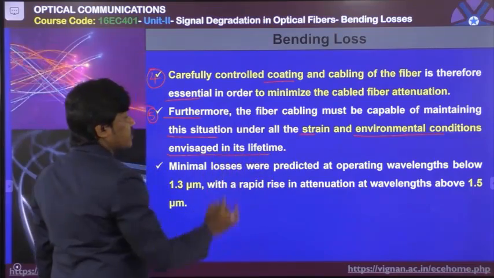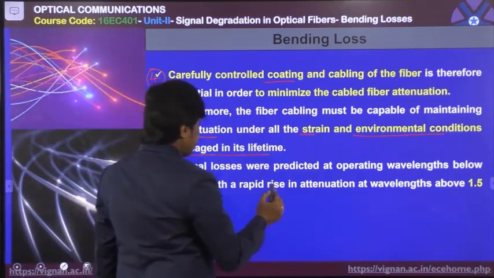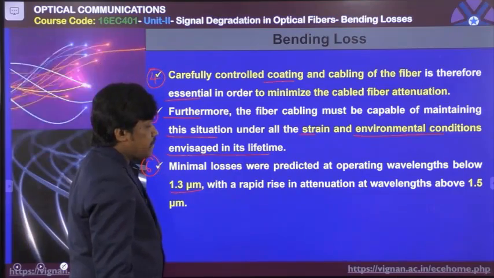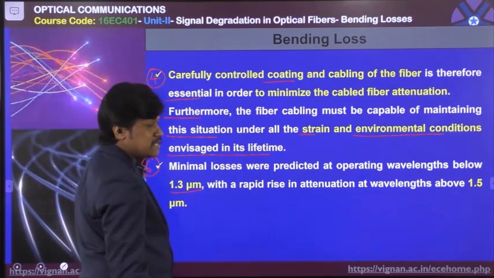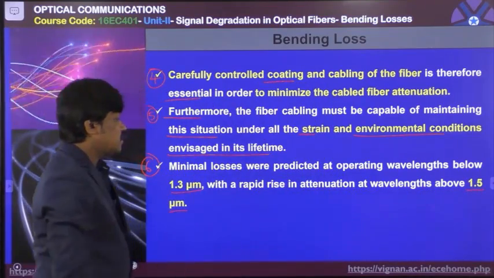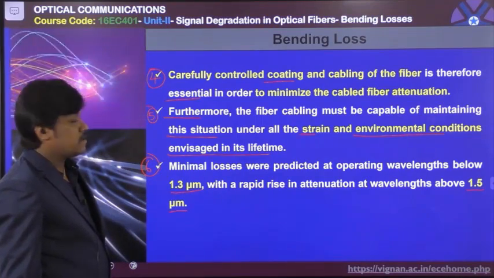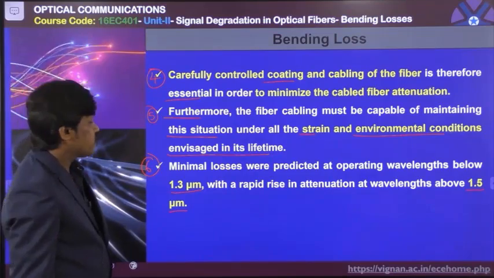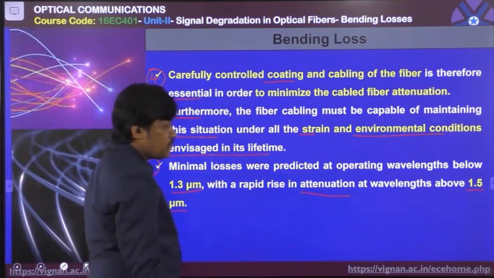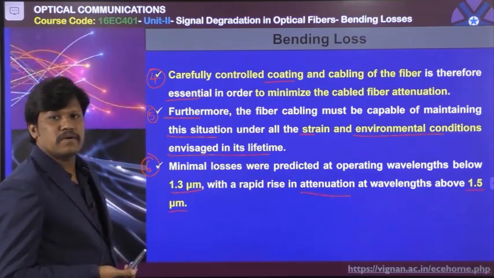envisaged in its lifetime. Sixth one is, minimal losses were predicted at operating wavelengths below 1.3 micrometer with a rapid rise in attenuation at wavelengths above 1.5 micrometer. So this is about bending loss.